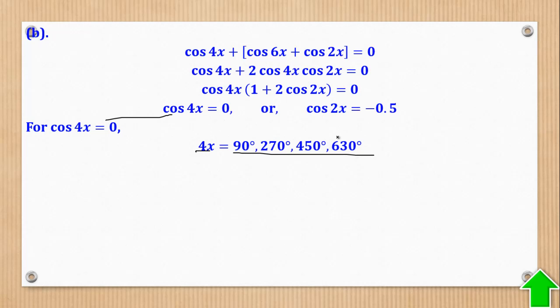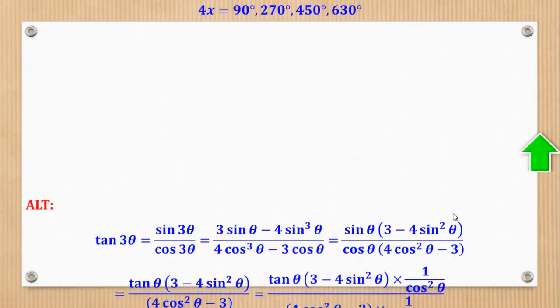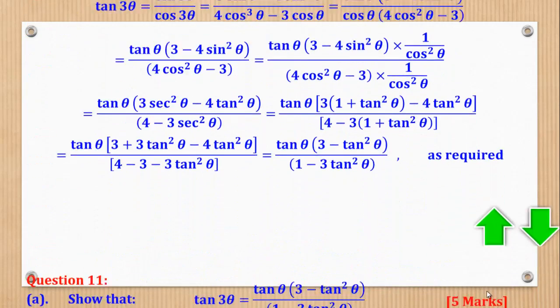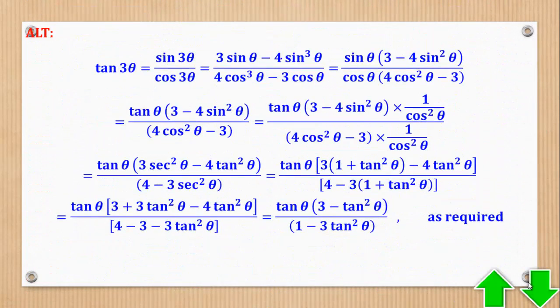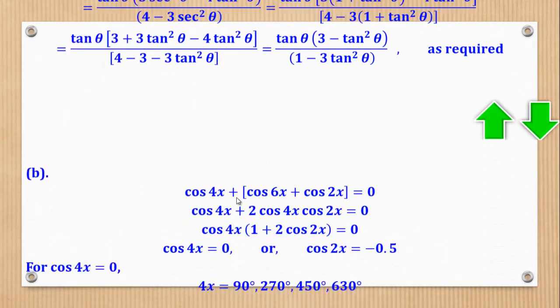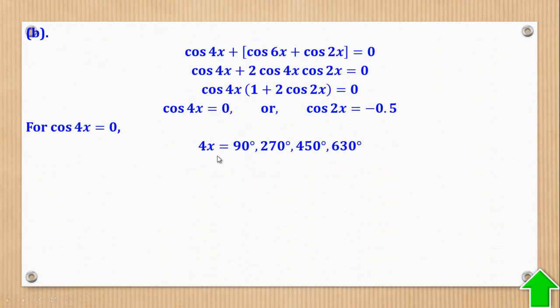Now remember, they give us a range. They said from 0 to 180. So what does that mean? It means that 4x will have to get angles until we get 4 times 180. So 4 times 180, it gives 720. So I don't exceed 720. Now, why did I stop there and how did I get them?